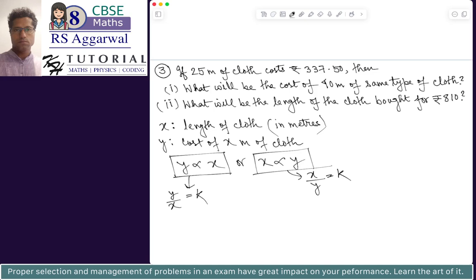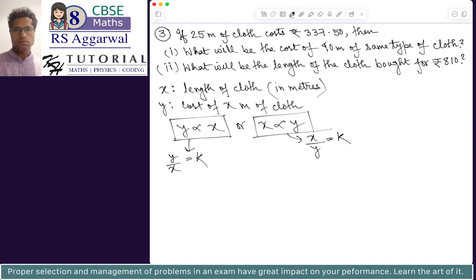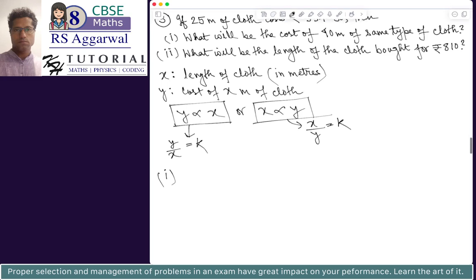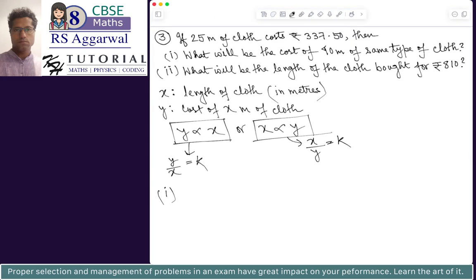Okay. So in this example, now we can say that for solving the part 1 problem, the problem has already given that 25 meter of cloth costs rupees 337.50. Now let's try to solve this problem in a tabular fashion. Let's try to solve both the parts, part 1 and part 2, using a table.